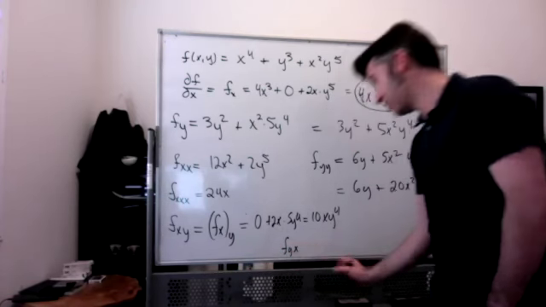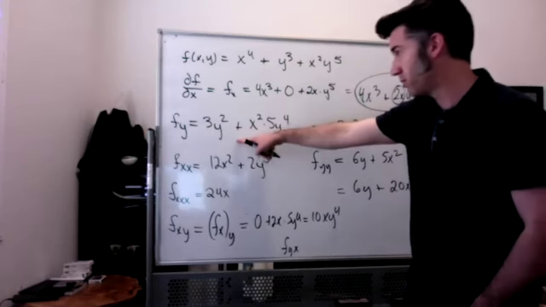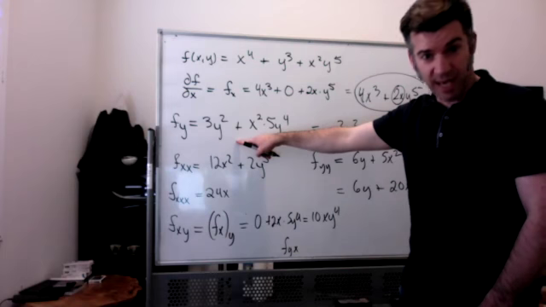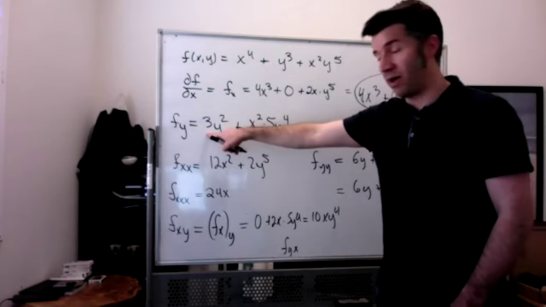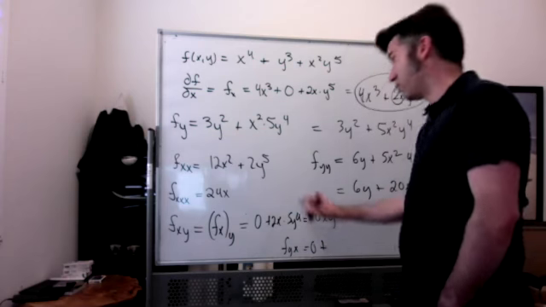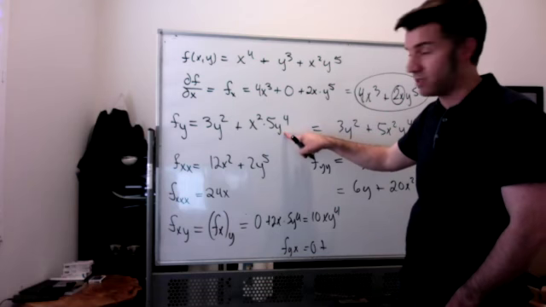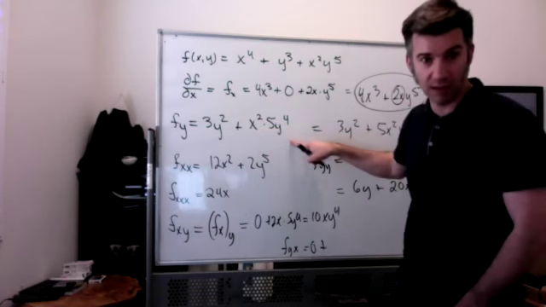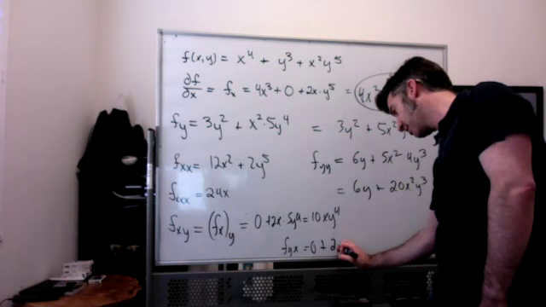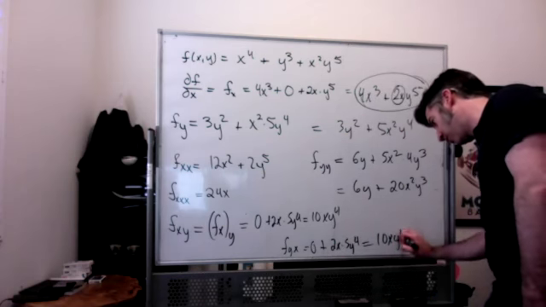So fyx is, we're going to take now the partial with respect to y and differentiate it with respect to x. The derivative of 3y squared with respect to x is 0. The derivative of x squared times 5y to the 4th with respect to x is 2x times the constant 5y to the 4th, which is 10xy to the 4th.